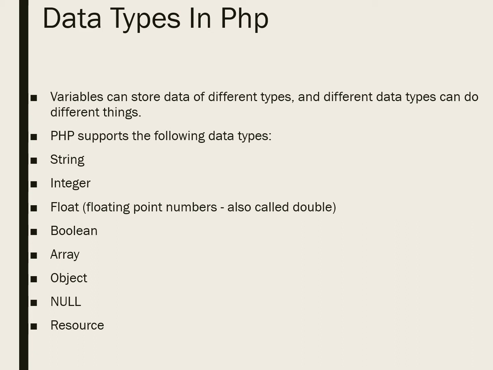The first one is string, data in the form of characters. The second one is integer, data in the form of numbers or figures. Floating point numbers, also called double, or simply decimal numbers. Booleans, true, false, yes or no forms of data. Array, collections of different variables or things. Object data, the null value data, and the last one is the resource data. We will discuss all of them in detail in the upcoming slides.